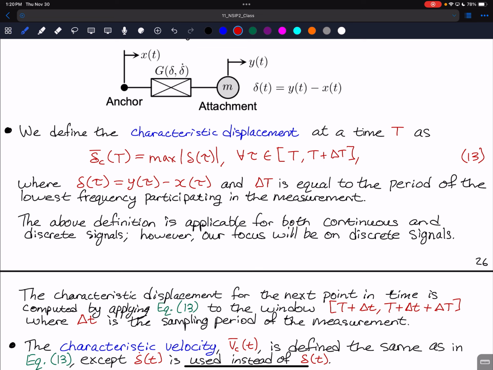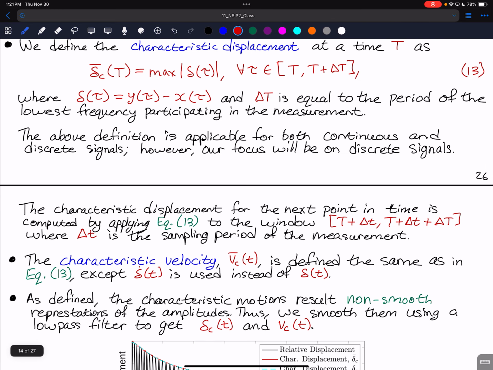Okay, so this definition is applicable for both continuous and discrete signals, but we're going to focus on discrete signals. Which then means that we can compute the characteristic displacement at the next point in time by shifting our window over by a value of small delta t, which is the sampling period of the measurement.